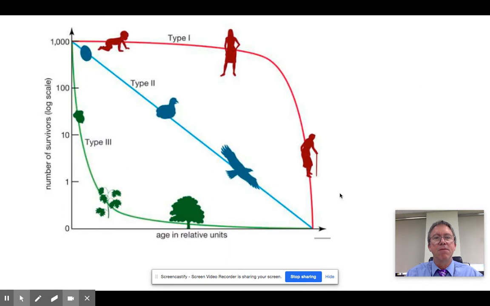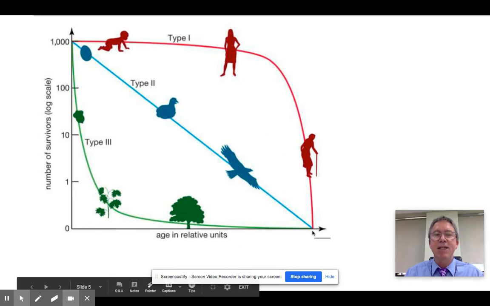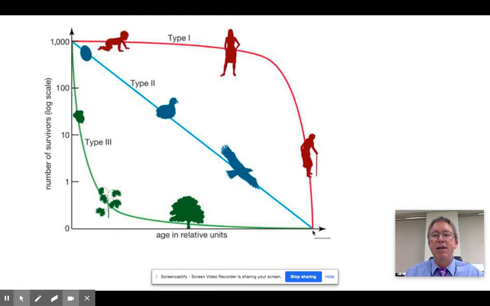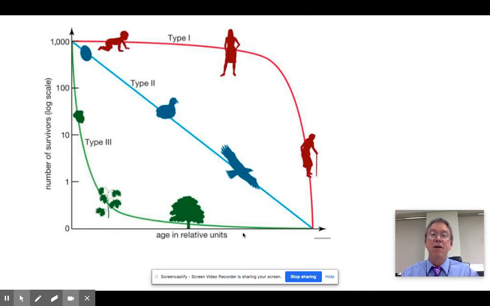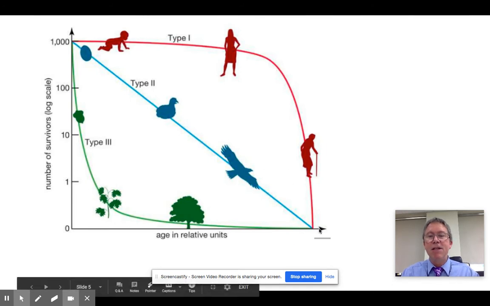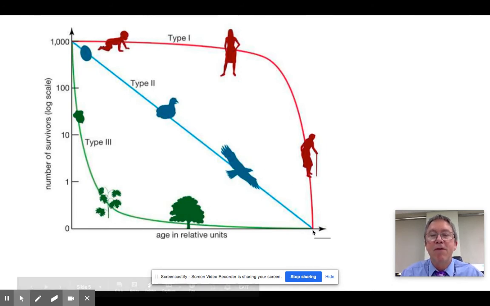Now, in order to make it work out, if you think about it, a human typically can live to be about 100. A bird might live to be, I don't know, say 60, and a tree could live to be 1,000. So what we tend to do is plot the x-axis so that it is relative to their total age. If I'm trying to compare different species, I'm just going to say this is the maximum age we could expect for that organism.